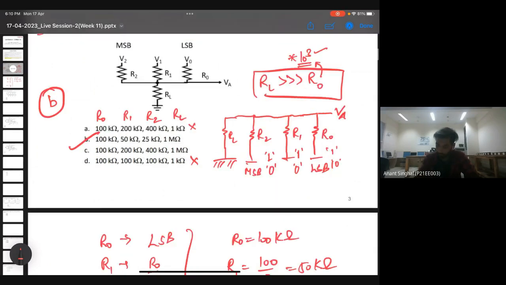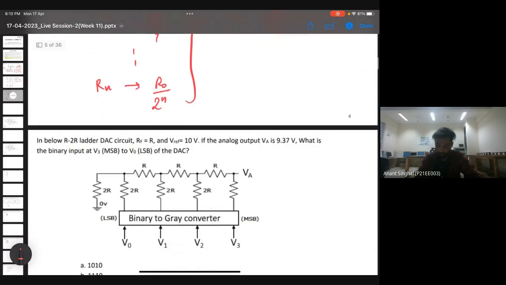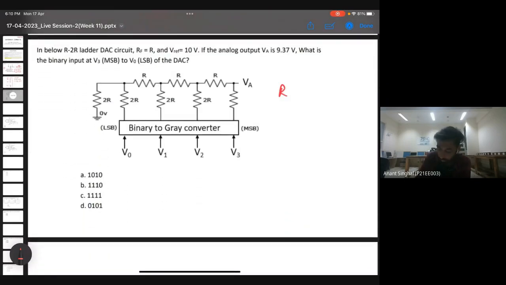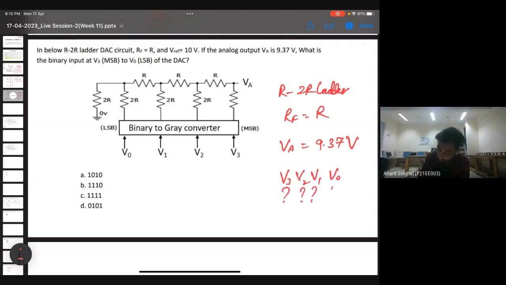Okay, so now we shall proceed to the next question. The question says there is an R-2R ladder network present, where RF is given as R, and the analog output of the circuit is given as 9.37 volts. It asks what the binary input V3, V2, V1, V0 is. So we need to calculate these bits of the DAC.